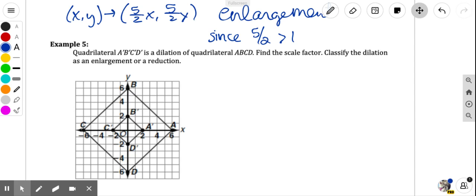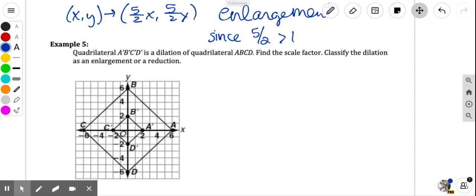Okay, next example. I give you A prime, B prime, C prime, D prime is the dilation of A, B, C, D. Find the scale factor. So there are different ways you can find the scale factor. If I had side lengths here that were horizontal or vertical, I'd probably just count them and compare the side lengths. But I don't have that. So I could use the distance formula to get side lengths.